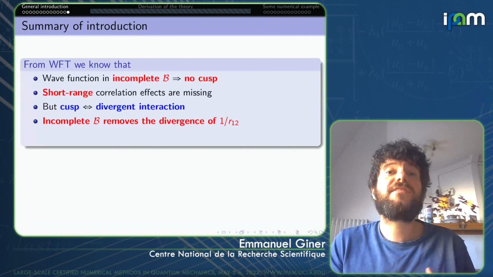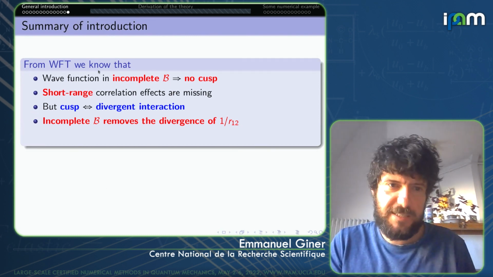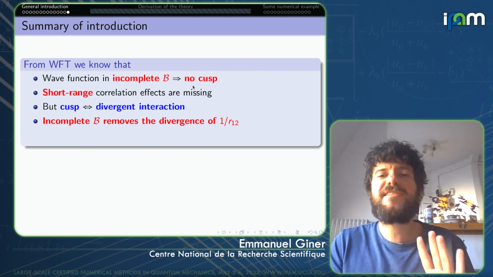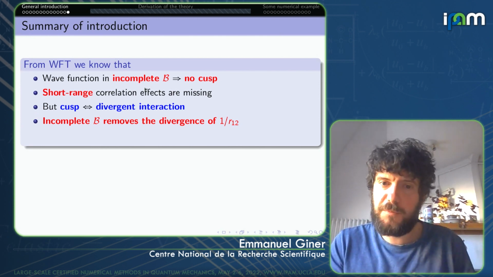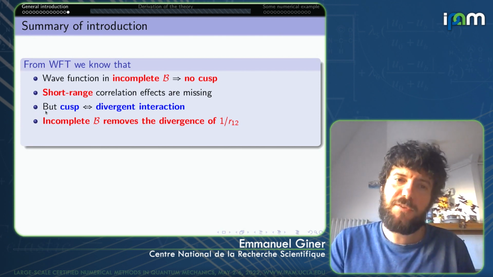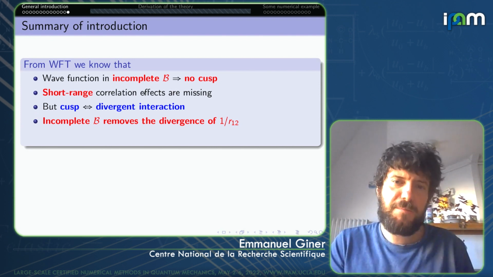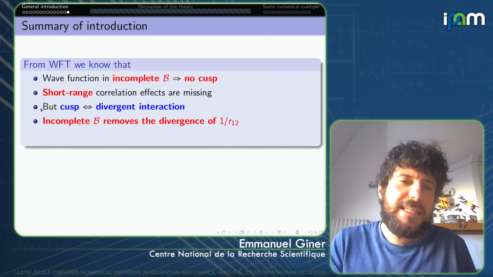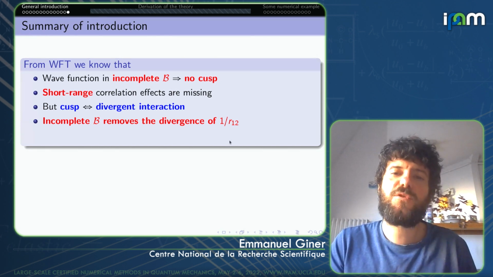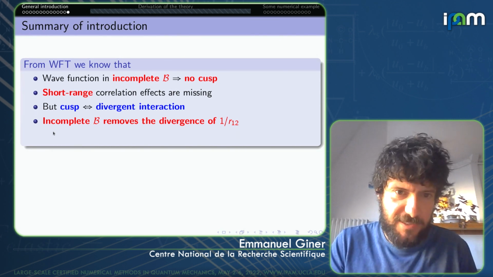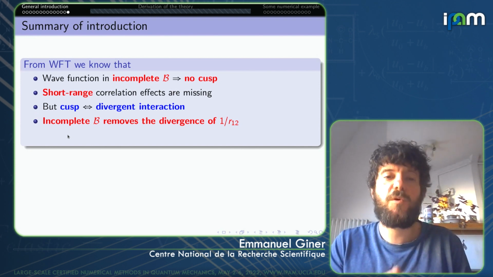So just to summarize this maybe lengthy introduction, what we know from wave function theory is that the wave function in an incomplete basis set has no cusp, which means that you have short-range correlation effects which are missing from your model, essentially. But also we know that the cusp comes from the divergent interaction. So the fact that the wave function in a finite basis set has no cusp is essentially equivalent to saying that if you project the Coulomb operator in an incomplete basis set, in a way or another, you remove the divergence of the 1/r12 interaction.